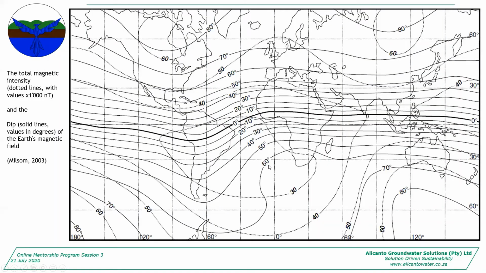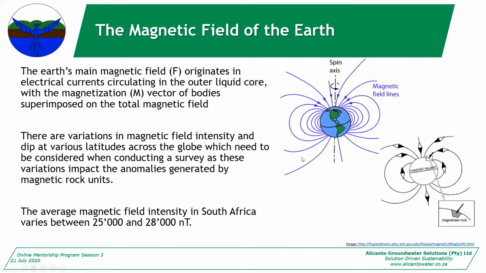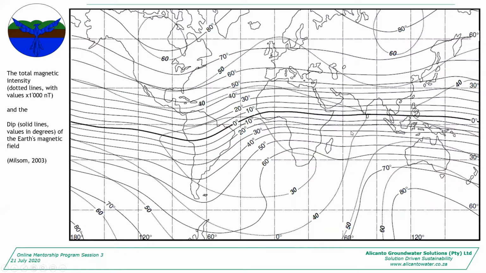And this is the map. So your solid lines are your inclination of the magnetic field, which is this angle here. So in South Africa, you see it's about 60 degrees inclination. And then here on the dotted lines is your intensity in times 1,000 nanotesla. So you've got this 30 coming through here. So typically we are down there, so 25,000 to 28,000.